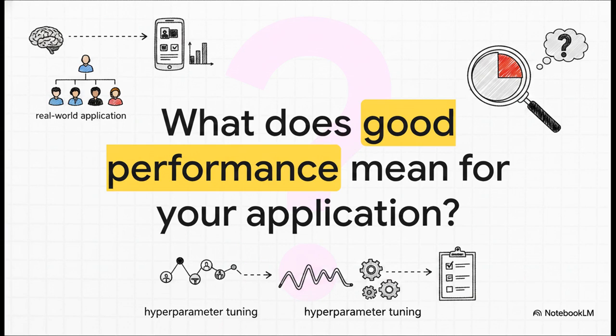What does good performance actually mean for your real-world application? A well-tuned algorithm isn't just a fun exercise in math. It is entirely dependent on the specific human problem you are trying to solve. So, the next time you see a headline boasting a 99% accuracy rate, ask yourself, what is it missing?